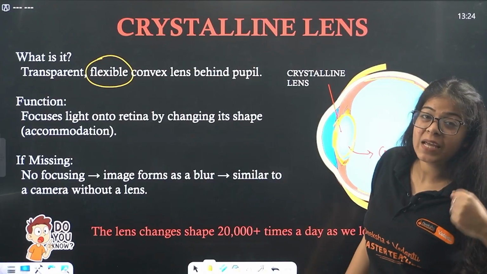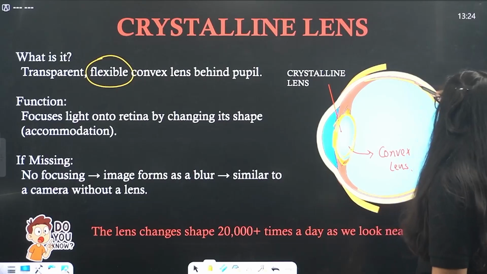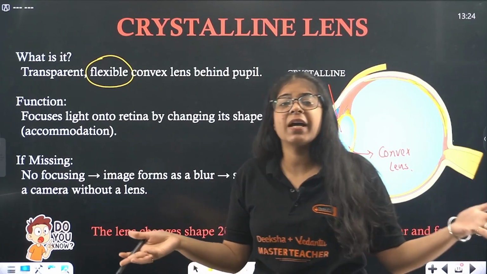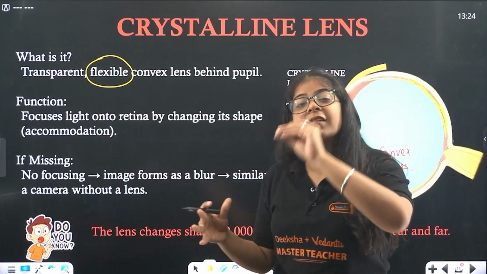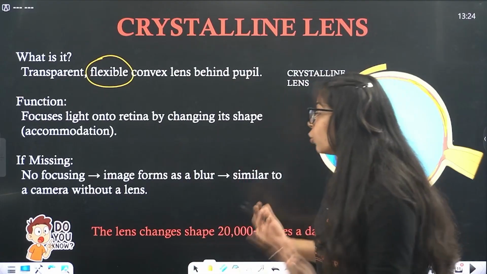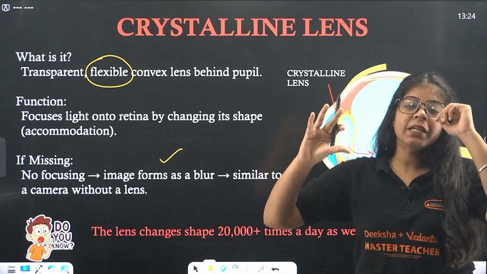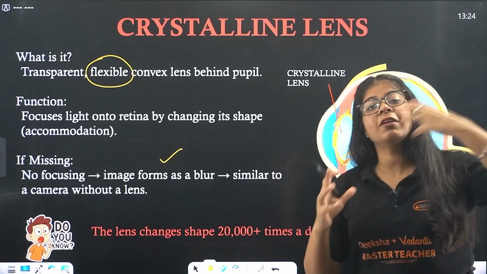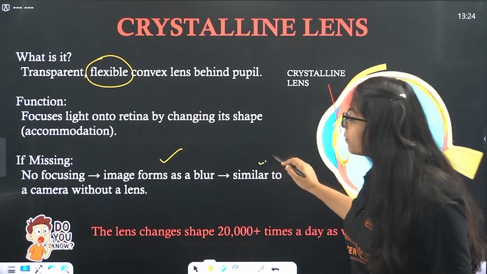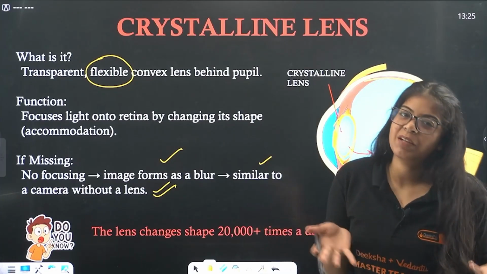Done? What is its function? Ma'am, light is coming. It focuses it on the retina. Retina is what? Retina is a screen where the image is formed, right? So it focuses every light on a screen so that we can see the image formed. Done? If it is missing, no focusing, the image formed will be blurred, because the cornea refracts the light, but it can only refract some amount. The rest will be refracted by the lens. So two times refraction is happening inside our eye, right? So similar to a camera without a lens. Okay, there will be a camera, but there will be no lens in the camera.